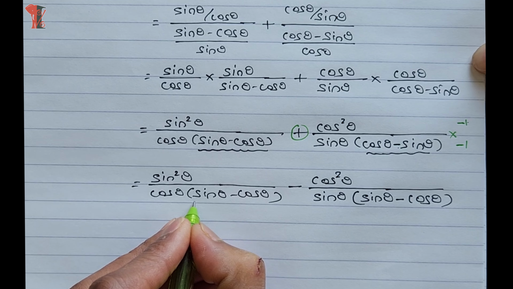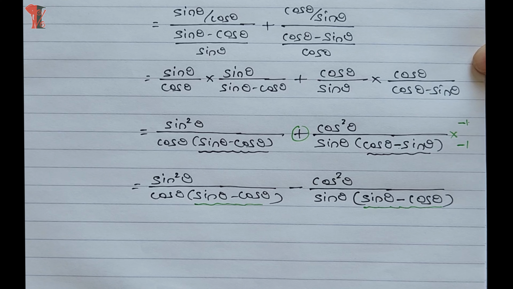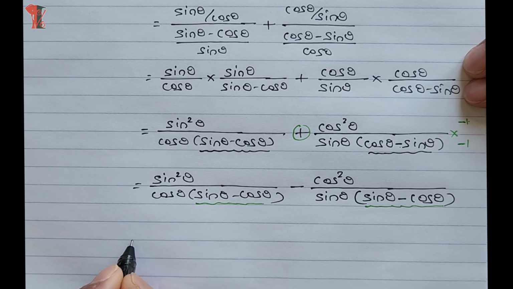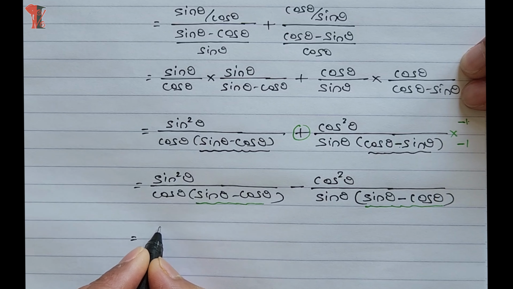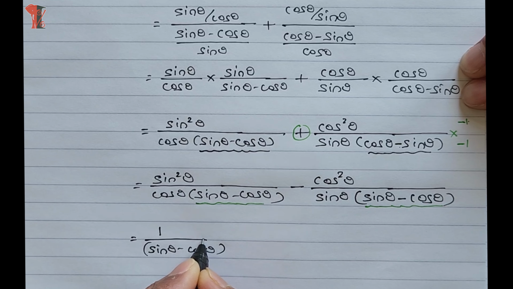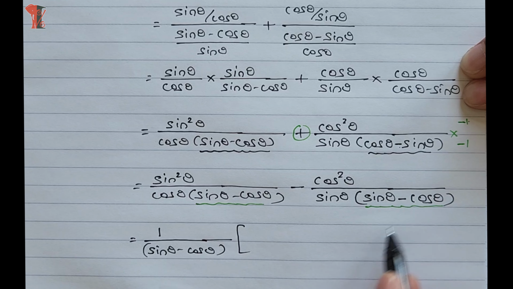Now you can see this part of the denominator is same, right? So I can take that as common. If I take that as common, what happens? I can take 1 by sin theta minus cos theta common. In the bracket, what is left? See here, sin theta minus cos theta went out. Here also sin theta minus cos theta went out.